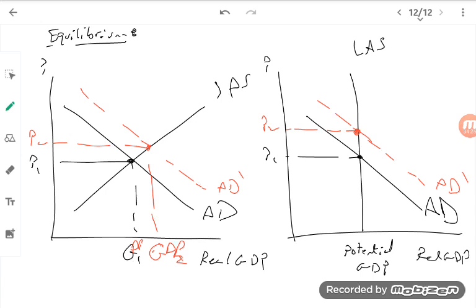في الشورت ران هيبقى عندي بوزيتيفلي سلوبد سبلاي كيرف ونيجاتيفلي سلوبد ديماند كيرف، بوينت اوف انترسكشن هي بوينت اوف ايكوليبريم. لو حصل تشينج في اي حاجه زودت الديماند، الديماند كيرف هيحصل له شيفت تو ذا رايت، وبالتالي الجي دي بي هيزيد والبرايسز هتزيد.